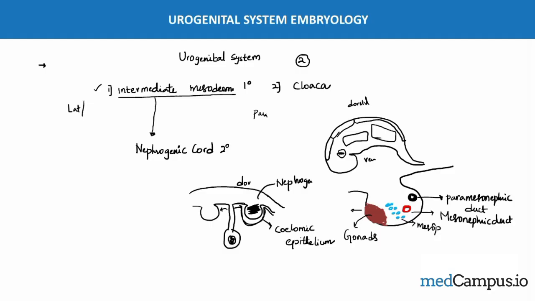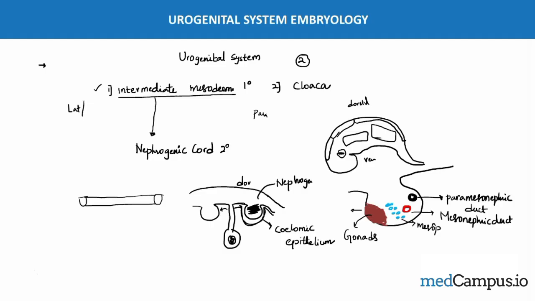And you know where this nephrogenic cord is present. It is present on the dorsal wall. It is a continuous structure extending from the cervical part to the sacral part of the body. So this is the nephrogenic cord, and the mesonephric duct, paramesonephric duct and gonads develop from the nephrogenic cord.